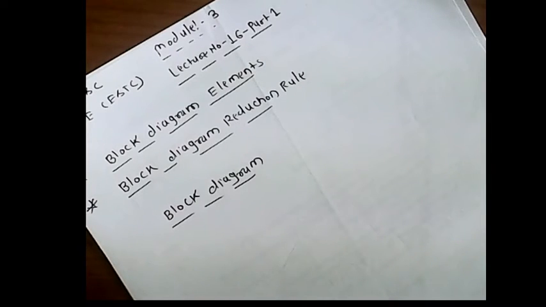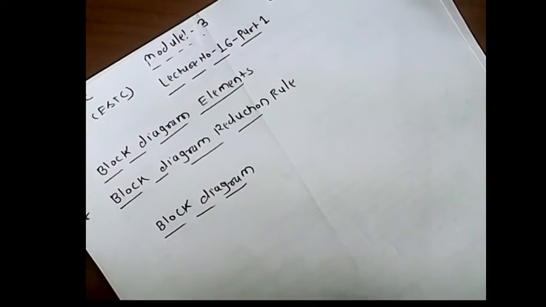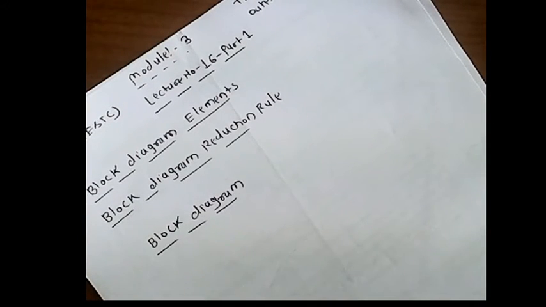A control system consists of many components which are interconnected to each other, and signals flow from one component to another component. This representation of the components in a systematic, pictorial way in a control system is nothing but the block diagram representation. So that is called a block diagram. Basically, a block diagram is a pictorial representation of a given control system.